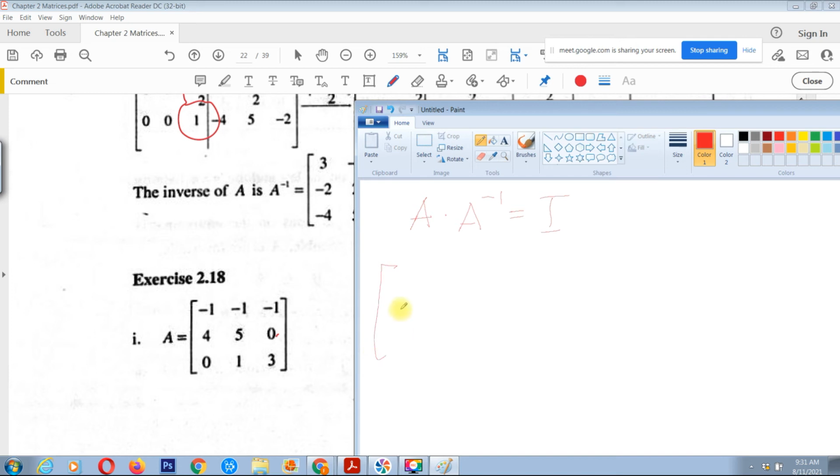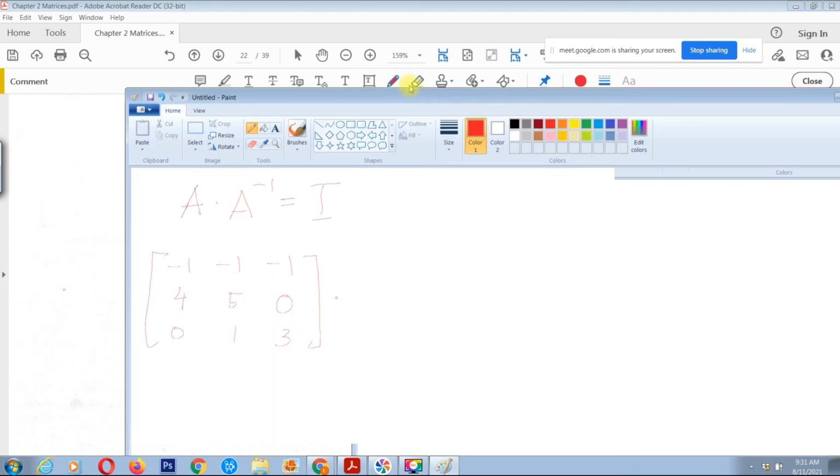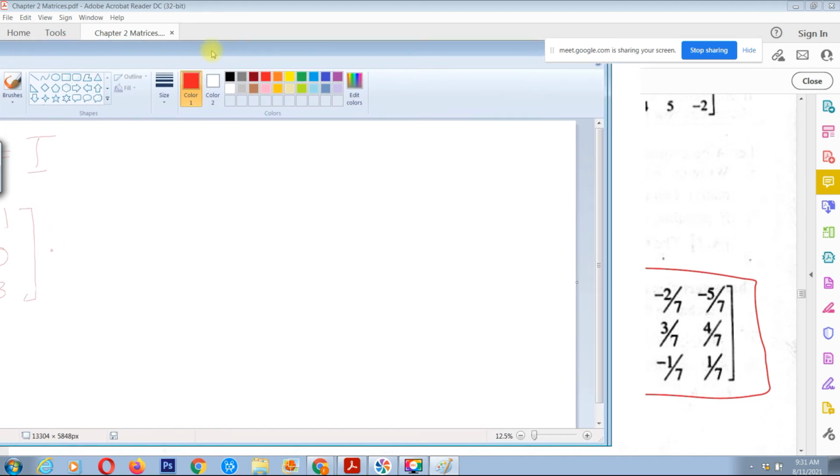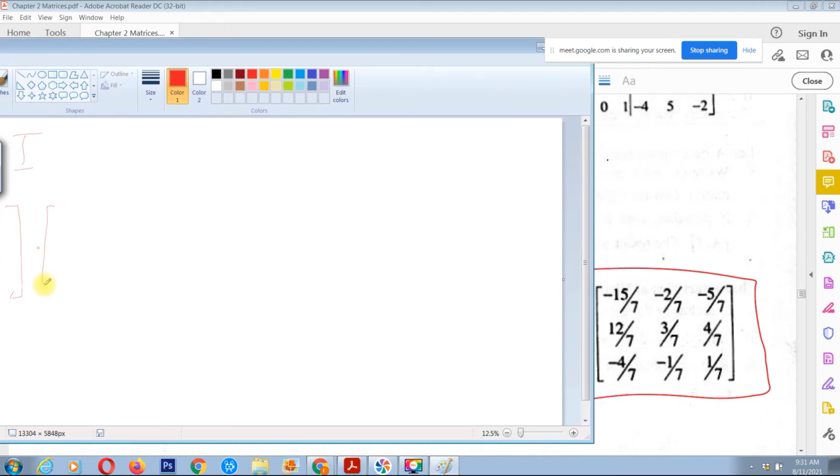Prove it. So matrix A is negative 1, negative 1, negative 1, 4, 5, 0, 0, 1, 3, times the inverse: negative 15 over 7, negative 2 over 7, negative 5 over 7, 12 over 7, 3 over 7, 4 over 7, negative 4 over 7, negative 1 over 7, 1 over 7.